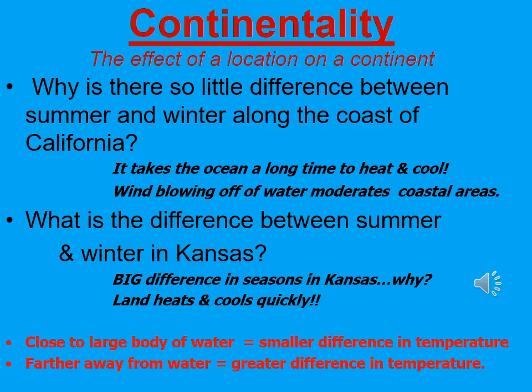So what happens is this. Remember, close to a large body of water equals smaller difference in temperature, farther away from water, greater difference in temperature. Okay, water does not heat or cool down quickly. You probably can see this if you boil water. It takes a long time for it to heat up. And if you run a hot bath, it takes a long time for the water to cool off. But land isn't like that. Land releases heat very, very quickly. The vegetation tends to release heat faster than water does.